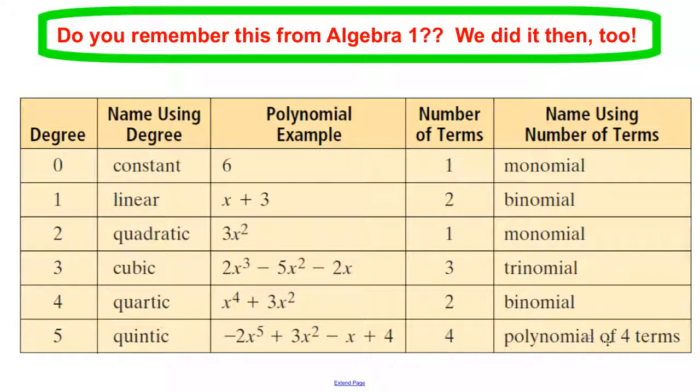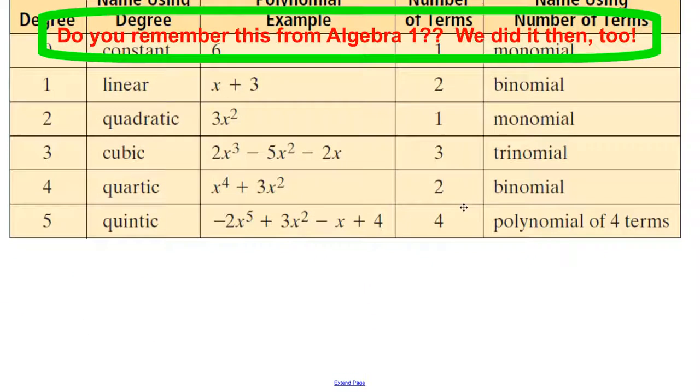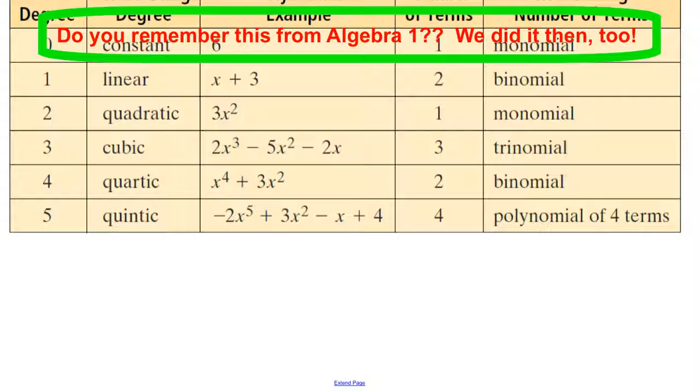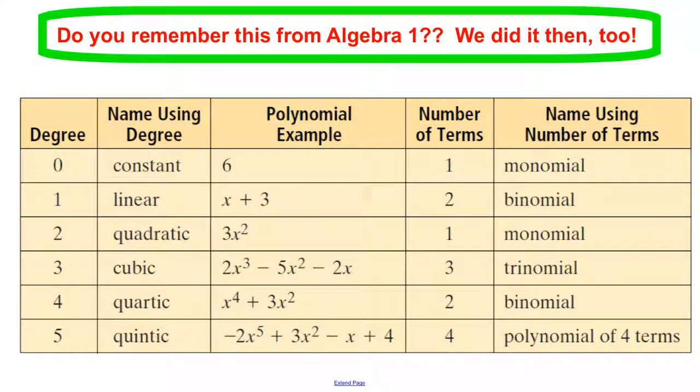This is where I was getting those wires crossed. And then naming it by the number of terms we have. If it's a single term, it's a monomial. 2 terms, binomial. 3 terms, trinomial. And then 4 and greater, polynomial of the number of terms that we have. Okay, so let's go ahead and take a look at example 1.